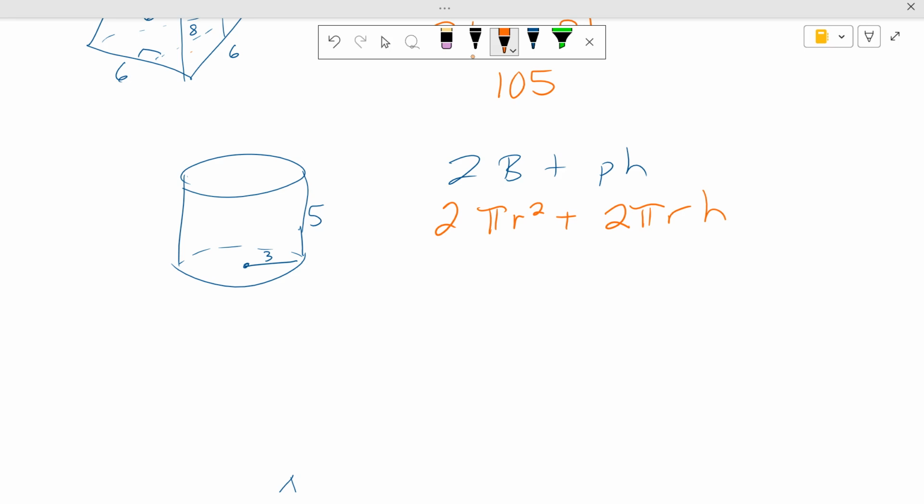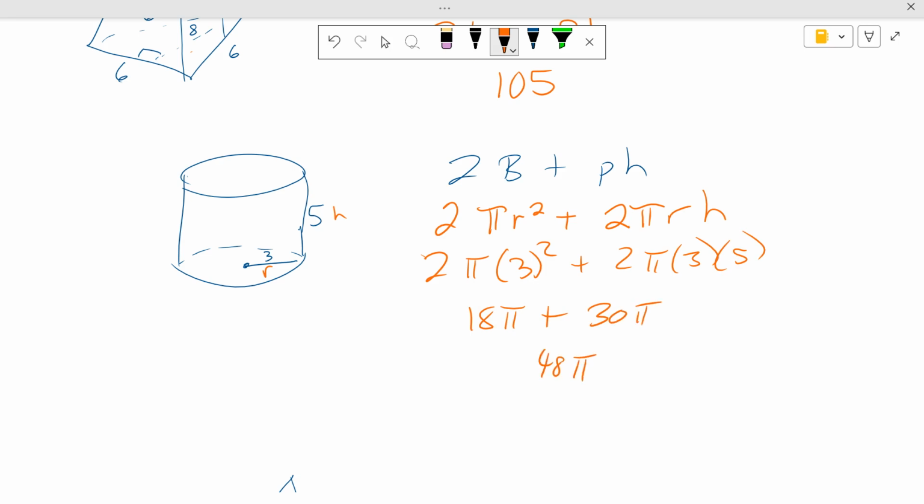So once you have that, here's your r, here's your h, just plug them in. 2 pi 3 squared plus 2 pi 3 times 5. This is 9 times 2 is 18 pi plus 15 times 2 is 30 pi. So it's 48 pi. Somebody with a calculator take 48 times pi. Should be like 150-ish. 150.8.